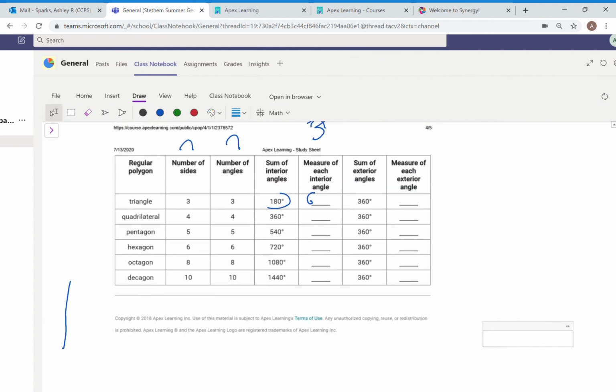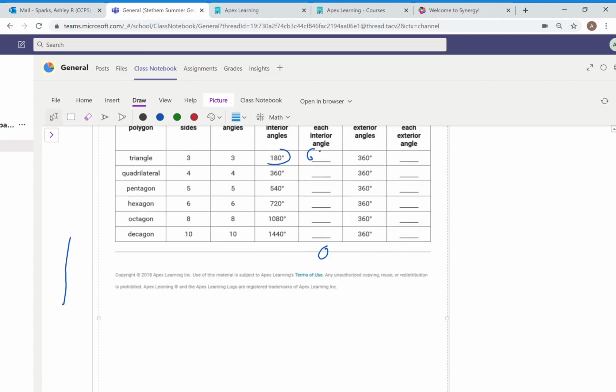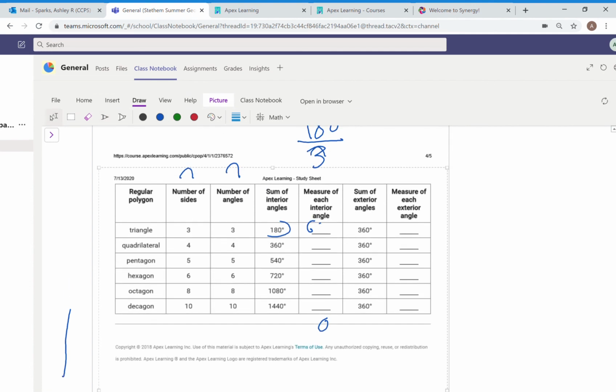So, I can get this back. So I did 180 divided by 3, which gave me 60. Okay, 60. I swear. Now to do the exterior angles. This time I start with this 360. 360. I still divide it by 3. I believe that is 120, if I'm thinking correctly. 360 divided by 3, yes, 120.